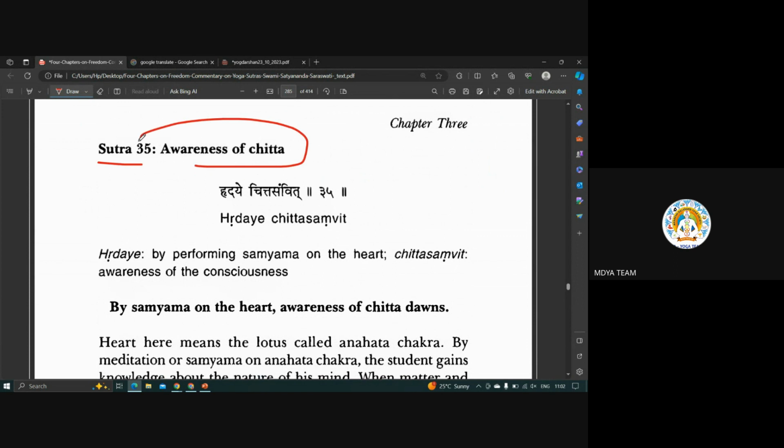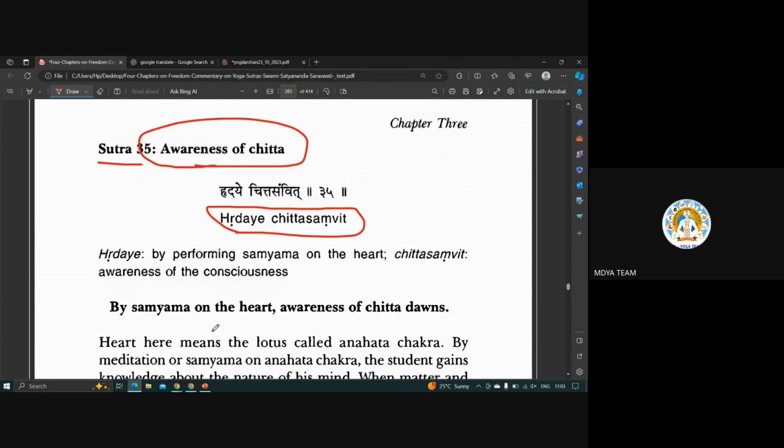Yes, next is Sutra number 35. How will the yogi get the knowledge of the chitta, how will he get the exact awareness of the chitta? Hridaya Chitta Sambit. You also know very well, in our ancient texts they say the heart region is special because it is the location of the soul, the location of the mind, the location of the chitta.